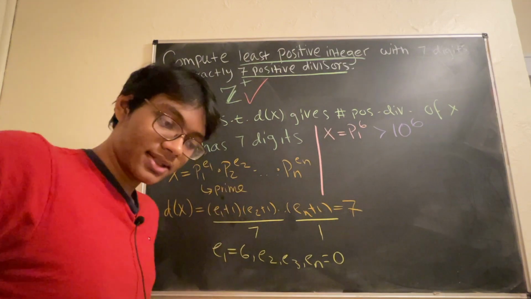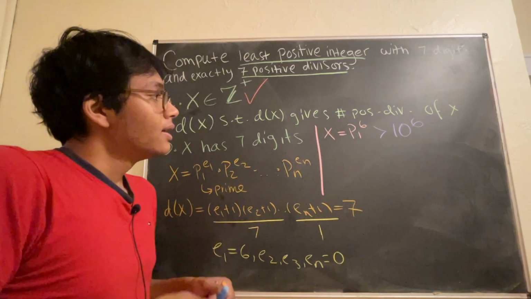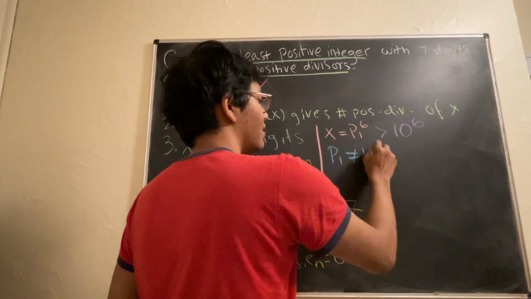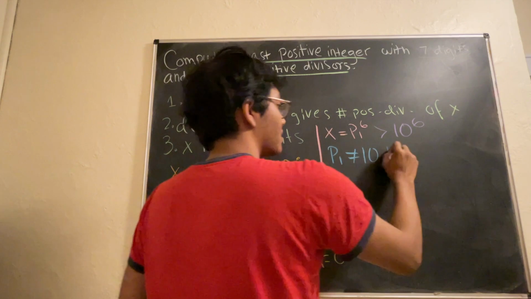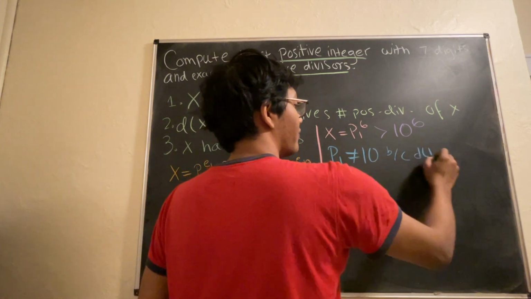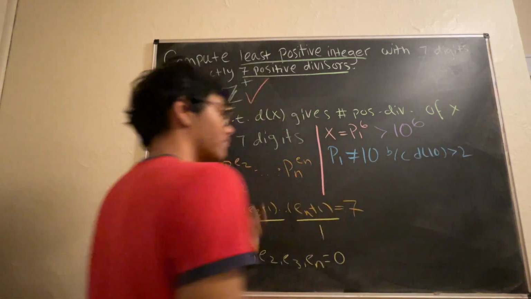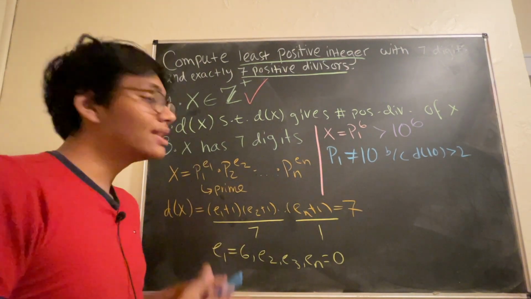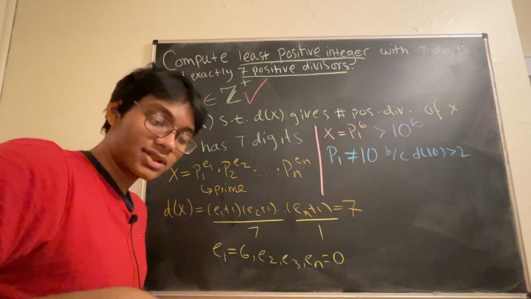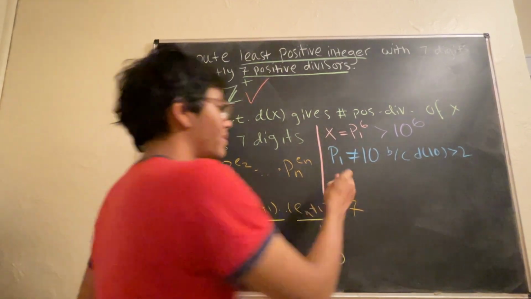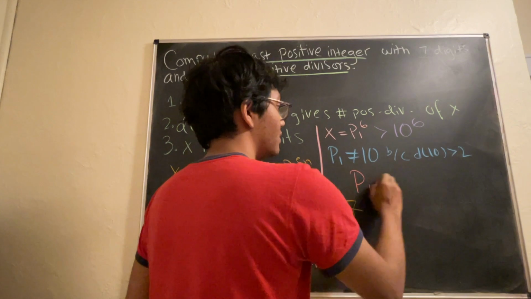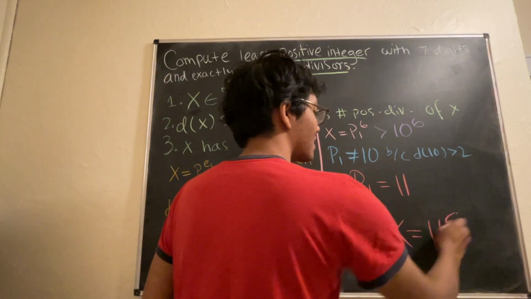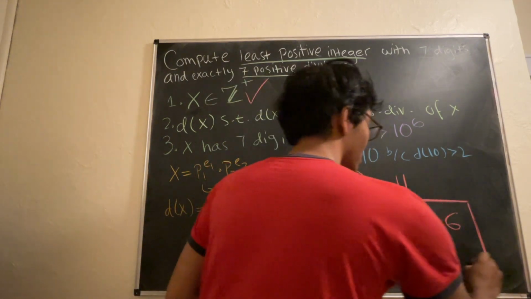But here's the thing. Let's use blue now. The number itself, p1, cannot equal 10 because 10 is not prime, since d of 10 is greater than 2. But what can p1 be? It can be the next prime number bigger than 10. So what's the prime number bigger than 10? Well, p1 has to equal 11. And so therefore x must equal 11 to the 6th power. And that, ladies and gentlemen, is our answer.